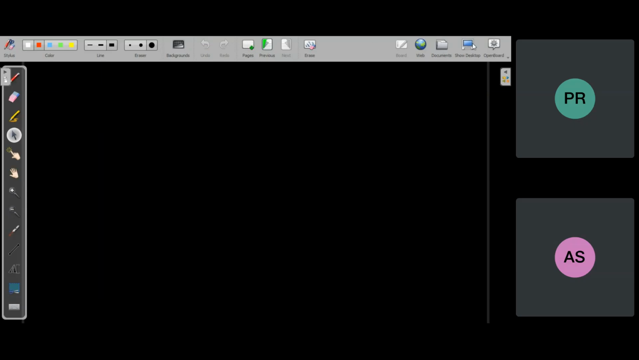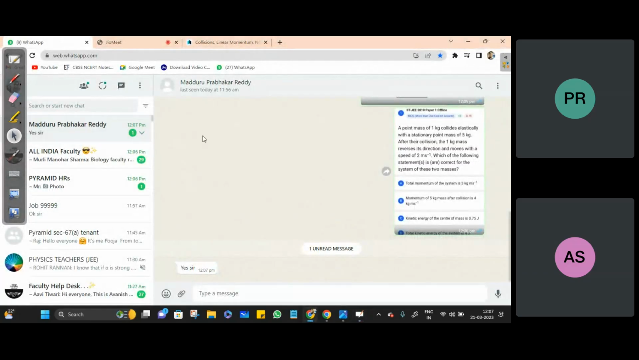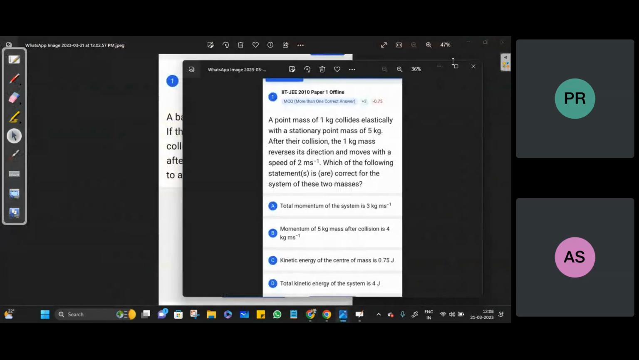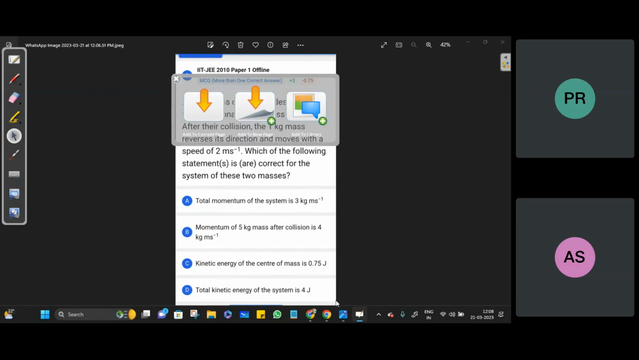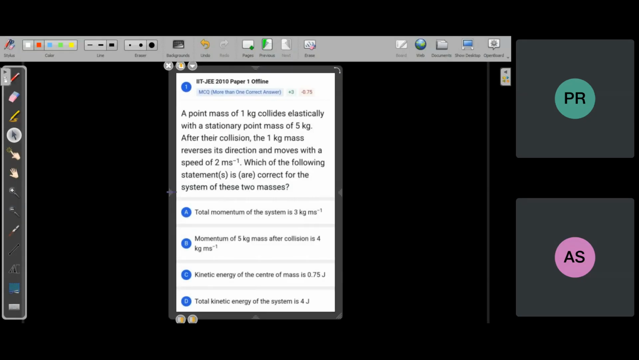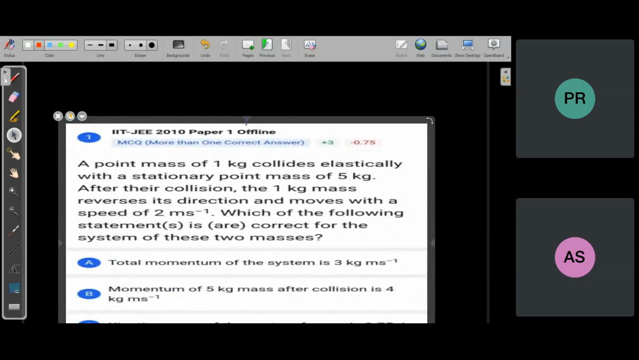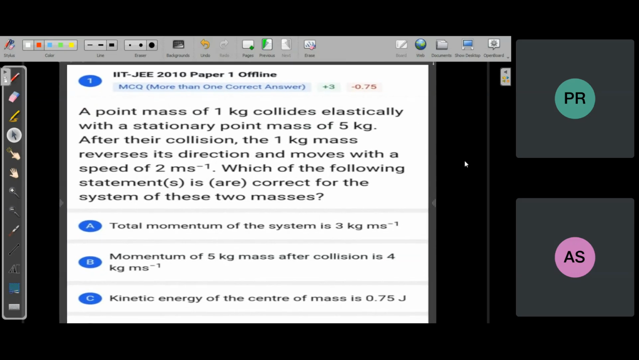Okay. So let's go to the next, and now we will try some JEE questions. This is an old IIT JEE question. Try this one. IIT JEE 2010 paper one question. Question is visible, no? Yes, sir. Question is visible, sir. No issues. Okay.